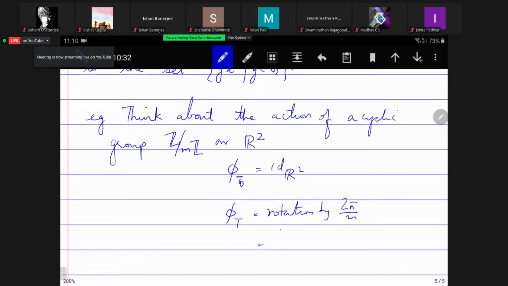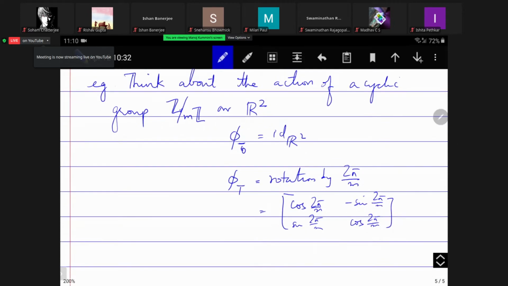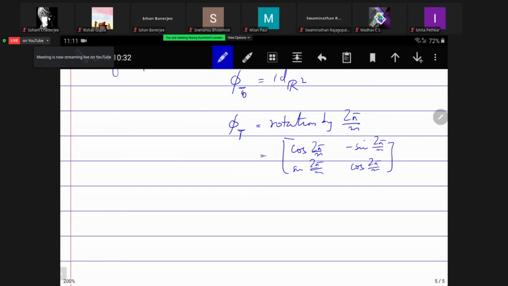So this is the matrix cosine 2 pi divided by m, sine 2 pi divided by m, minus sine 2 pi divided by m, cosine 2 pi divided by m. So this is 1 bar. Then phi of some k bar will be rotation by 2 pi k divided by m, and finally when k bar becomes 0 bar, you will just get the identity.